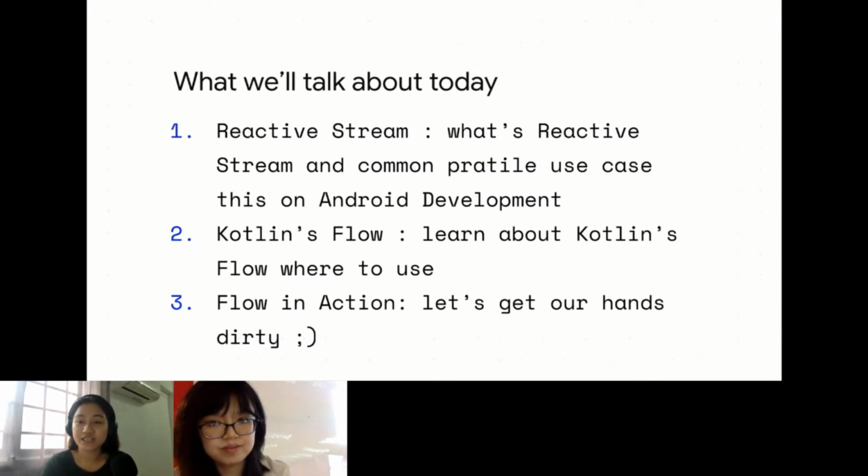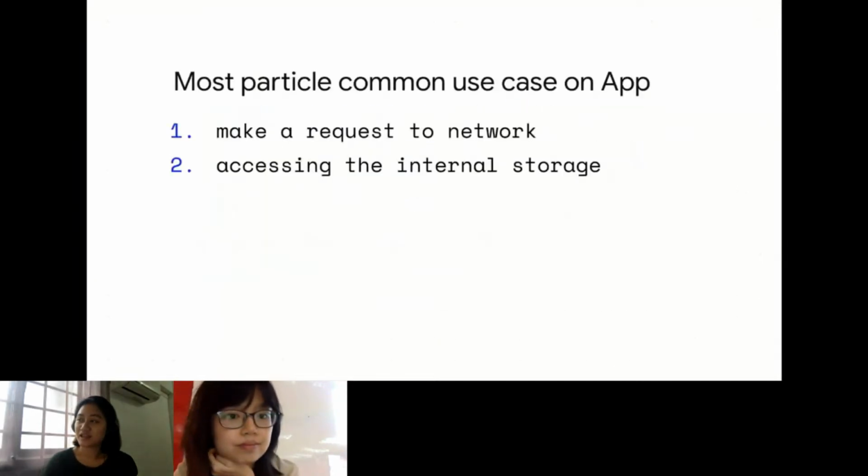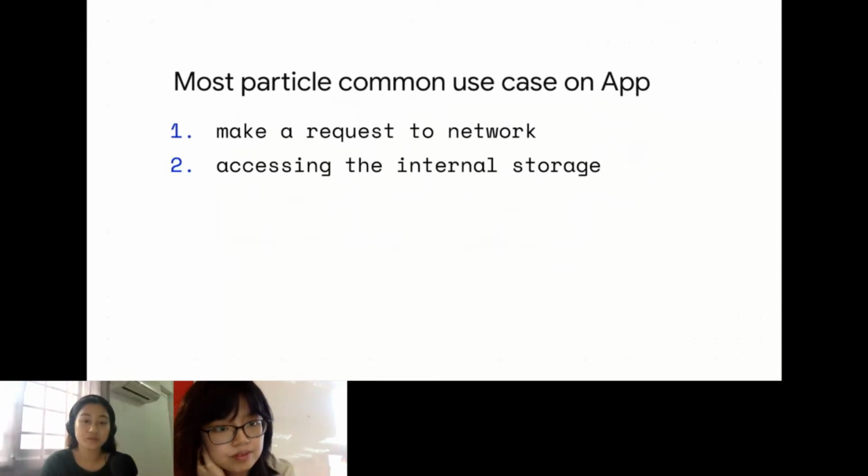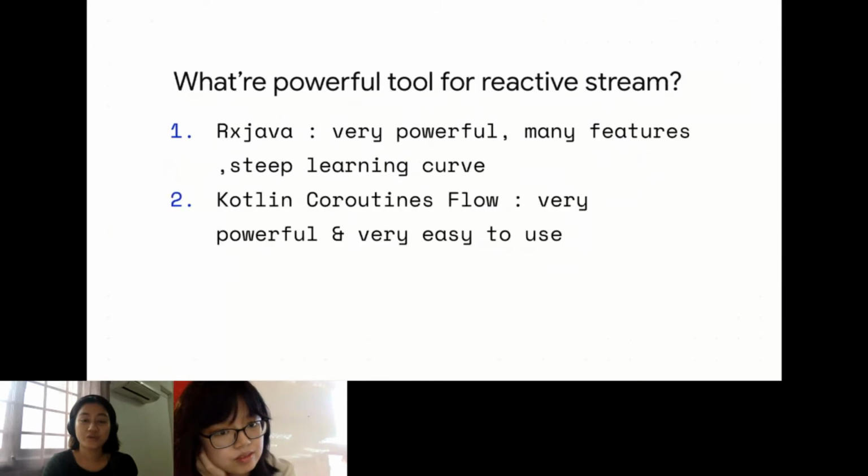It provides a standard for asynchronous stream processing with non-blocking back pressure. So what is the common particle use case on Android? Making a network request and accessing the internal storage. Both of them we need to run on a background thread because we don't want to block the main thread. These two are common particle use cases on Android applications. So what are the powerful tools for reactive streams? There are two: RxJava and Kotlin coroutine flow.